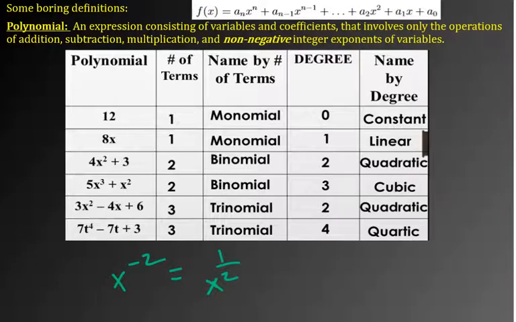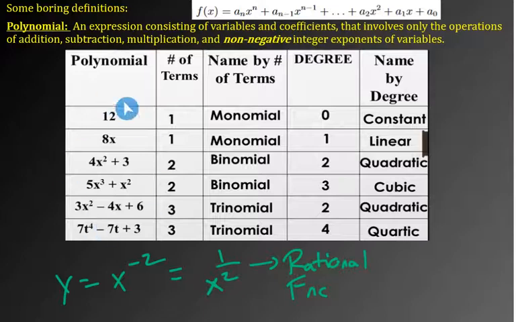If we have a function y equals x to the negative 2, or 1 over x squared, this is something we call a rational function. We will study those and we will see those, but they are not polynomials. Polynomials have to have non-negative exponents up here. So basically, all of these are examples of polynomials.